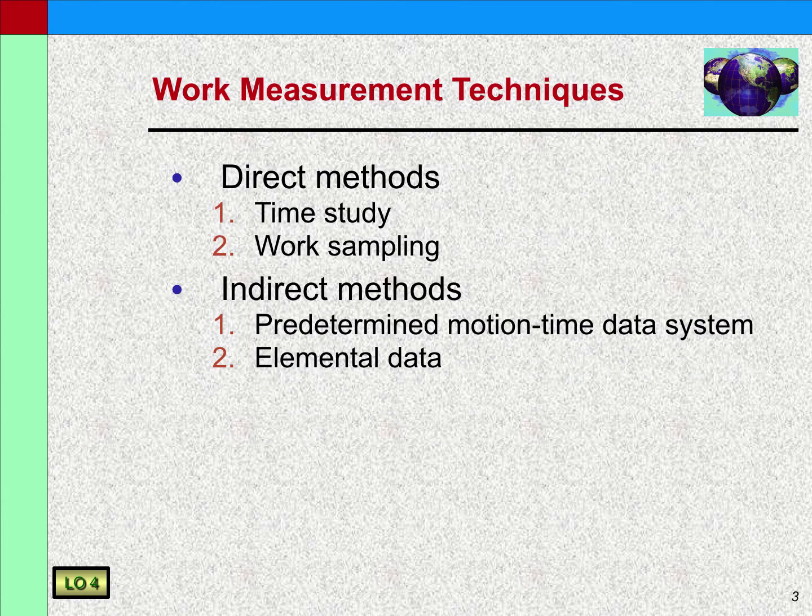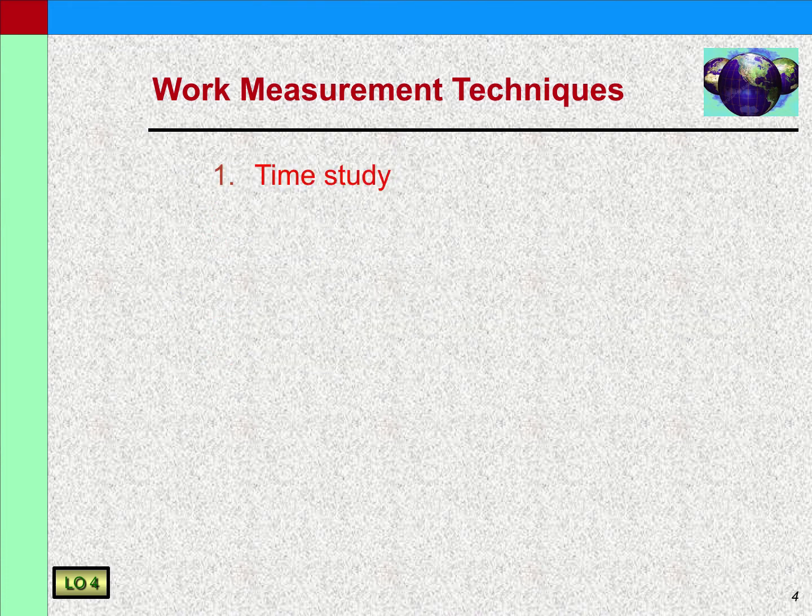Techniques of work measurement include time study, work sampling, predetermined motion time data system or PMTDS, and determining standards from elemental time data. We are now expounding the first two of these four techniques further. First, time study.